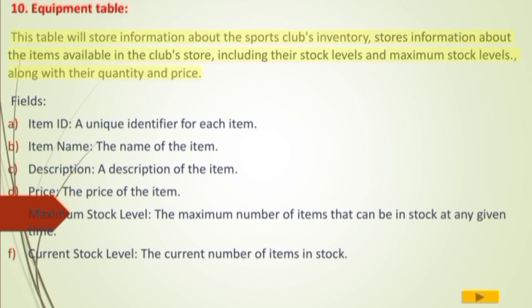10. Equipment table. This table will store information about the sports club's inventory, including the items available in the club's store, their stock levels and maximum stock levels, along with their quantity and price. Fields. A. Item ID. A unique identifier for each item. B. Item name. The name of the item. C. Description. A description of the item. D. Price. The price of the item. E. Maximum stock level. The maximum number of items that can be in stock at any given time. F. Current stock level. The current number of items in stock.